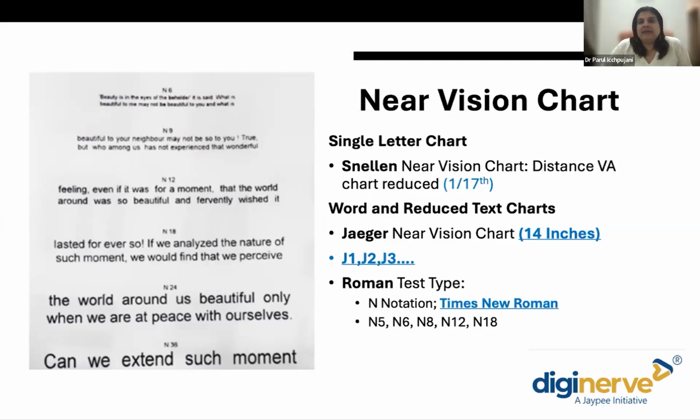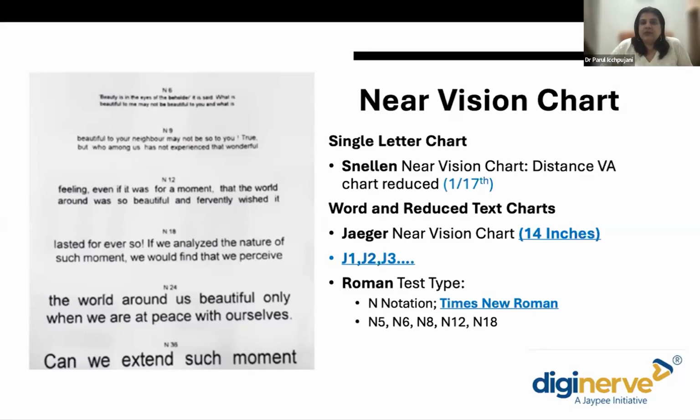So 1 by 17th can come as an MCQ. There are other charts like Jaeger charts, which is read at a distance of 14 inches, and the notations are J1, J2, or J3. J1 being good vision. Roman test types are also there, which is very commonly used.